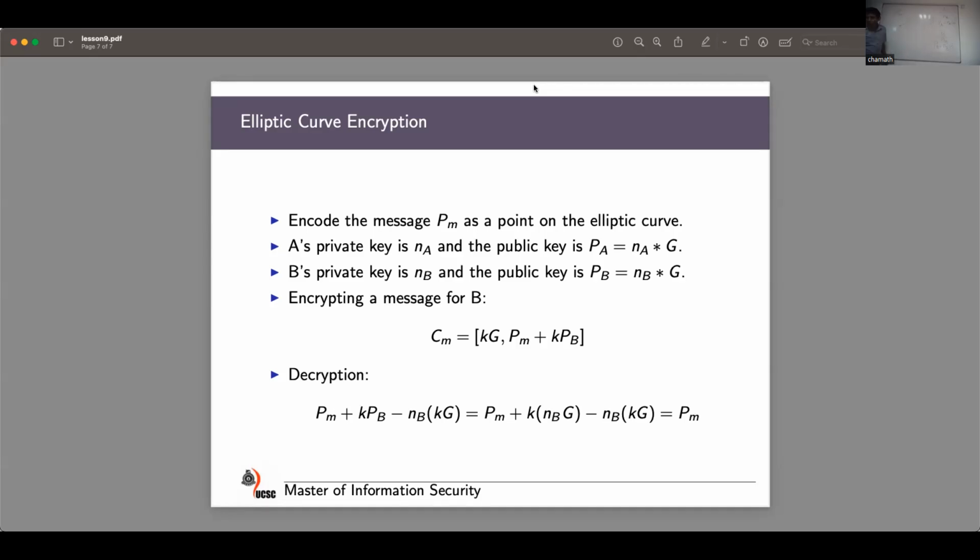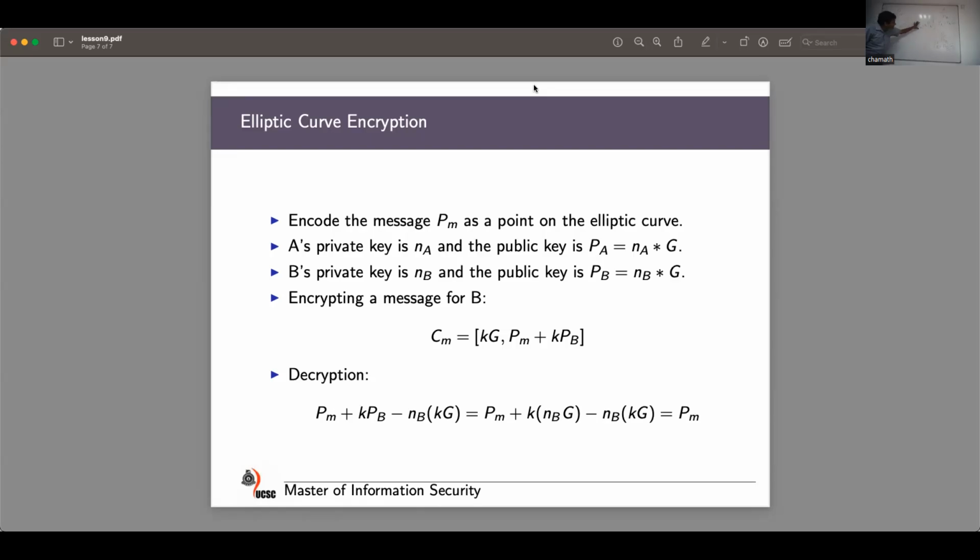The encryption is like this, actually: K into G, comma, PM plus K into PB. Actually, the earlier form should be wrong because I multiplied KG with PM, and KG is a point. So I multiplied a point by a point. That is not defined here. But this is defined. K into G is a point, so it generates a point. PM is a point, and K into PB is a point. You can add these two points together, right? Okay.